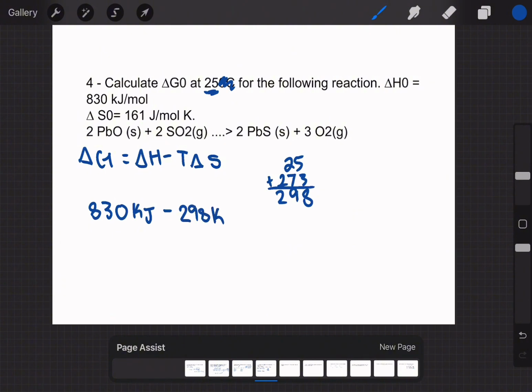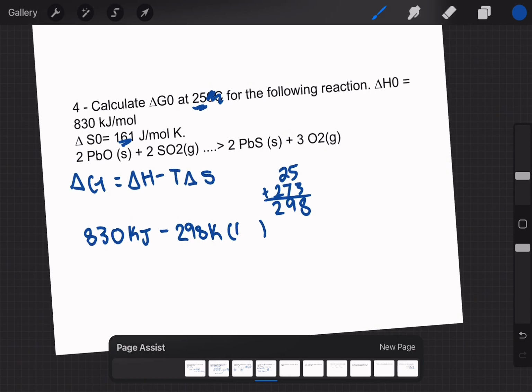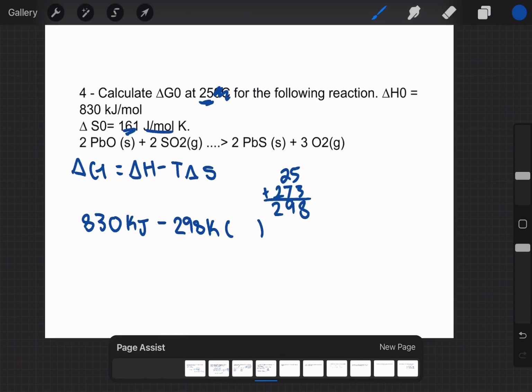And as you can see, S in joules per mole was incorrect. You want to make sure that both of your units are the same, so they both need to be in kilojoules, or they both need to be in joules. So we're just going to convert our 161 by dividing it by 1,000 to get it into kilojoules. And you're going to multiply that. You're going to basically just plug it in, which is 161. And that should give you your change in G, which is going to be 782 kilojoules, which then just equals G.